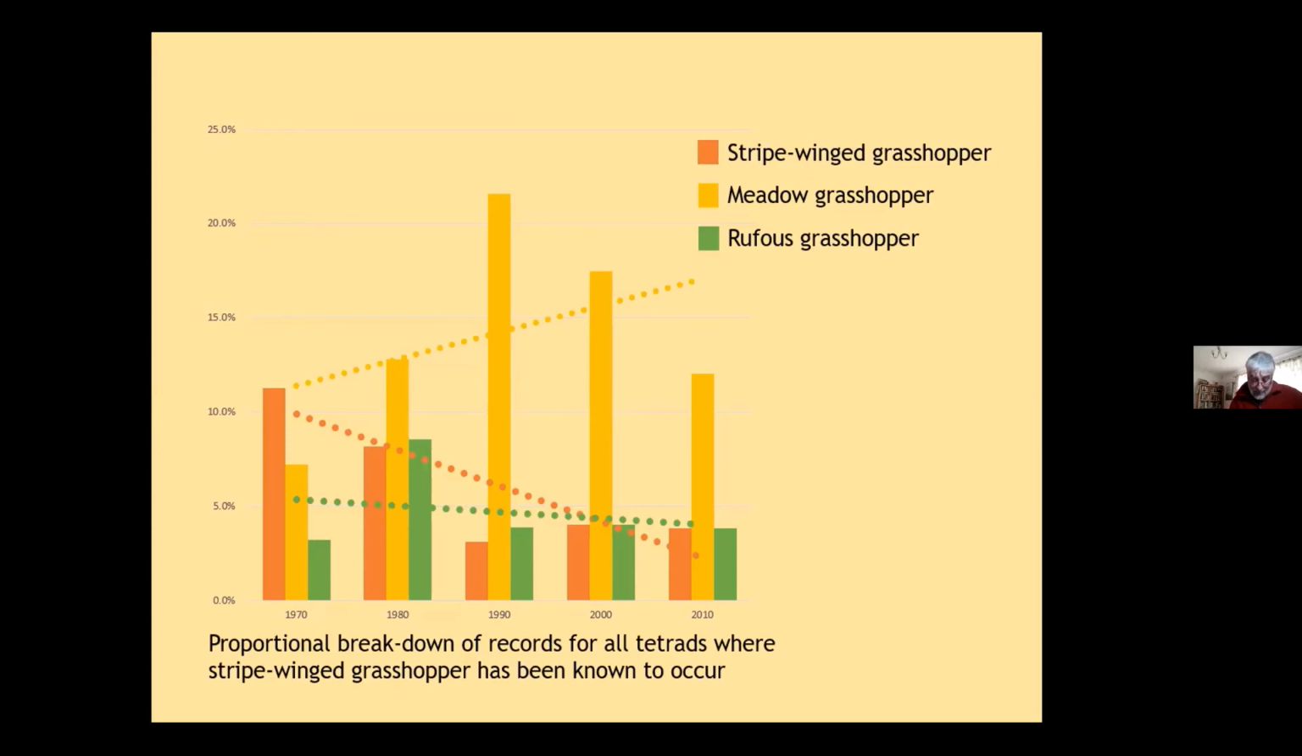which I think is interesting, because what this is saying is that you've got a species that likes short open sward declining. You've got meadow grasshopper, which likes, very happy, much taller grass and increasing. But the rufous grasshopper, again a tall grass specialist, is staying about the same.